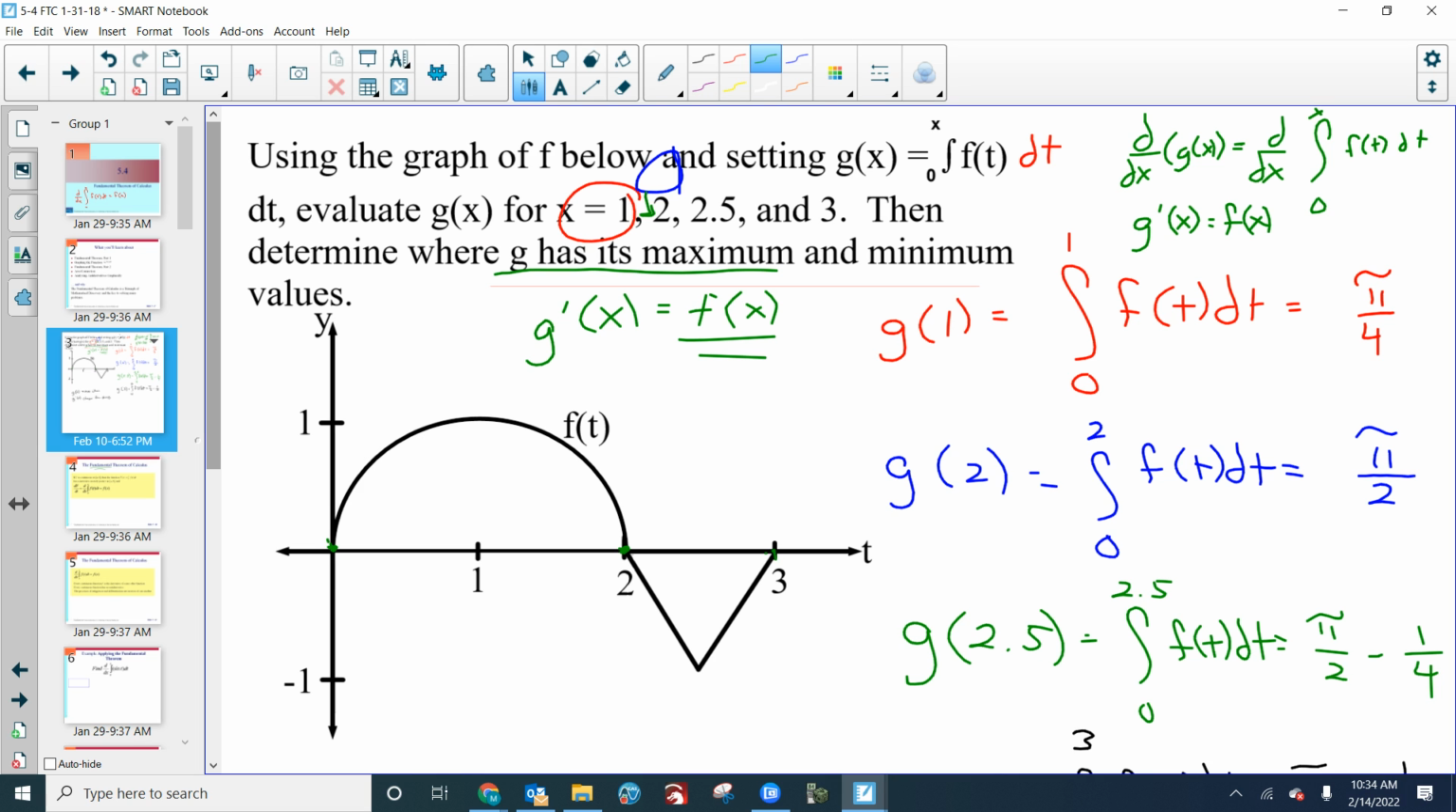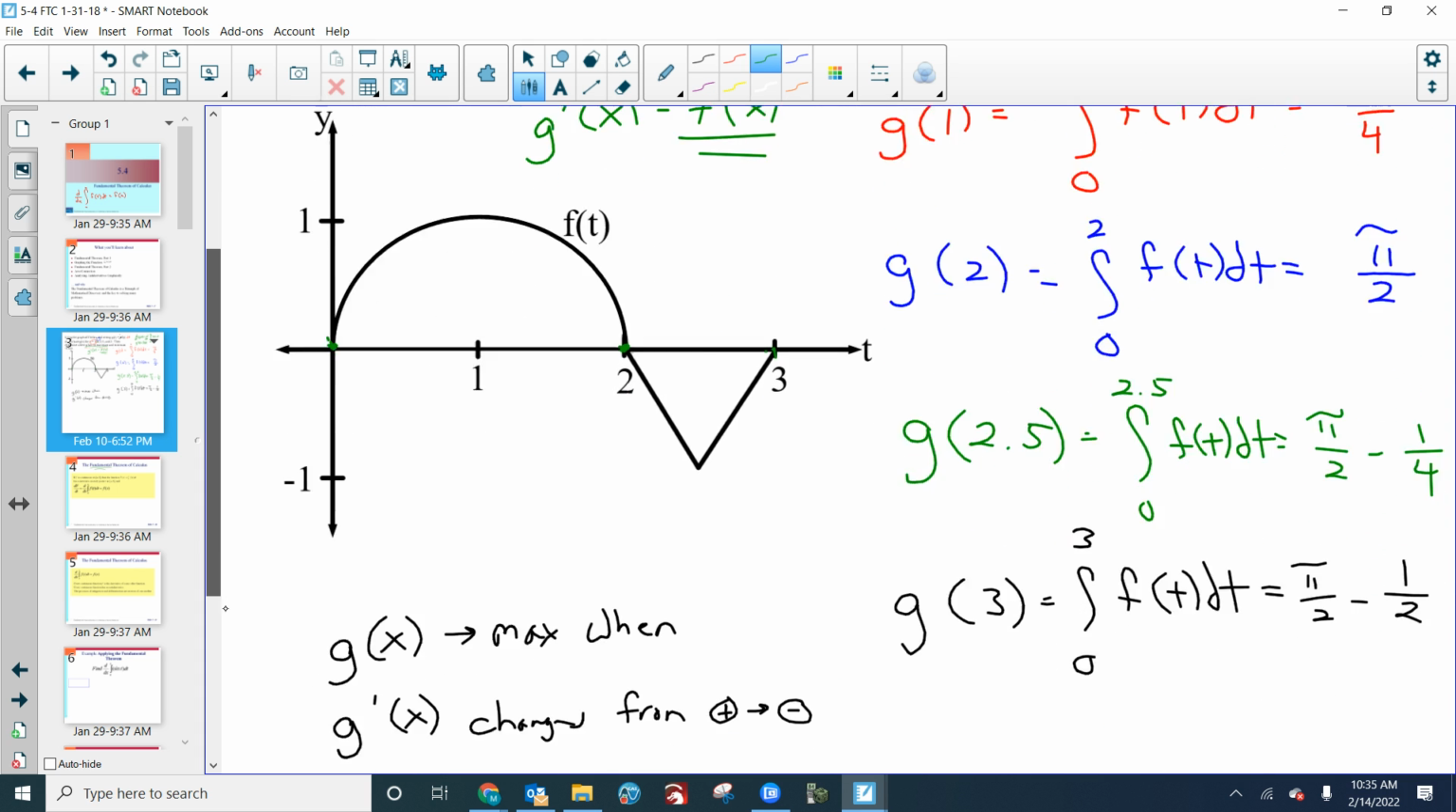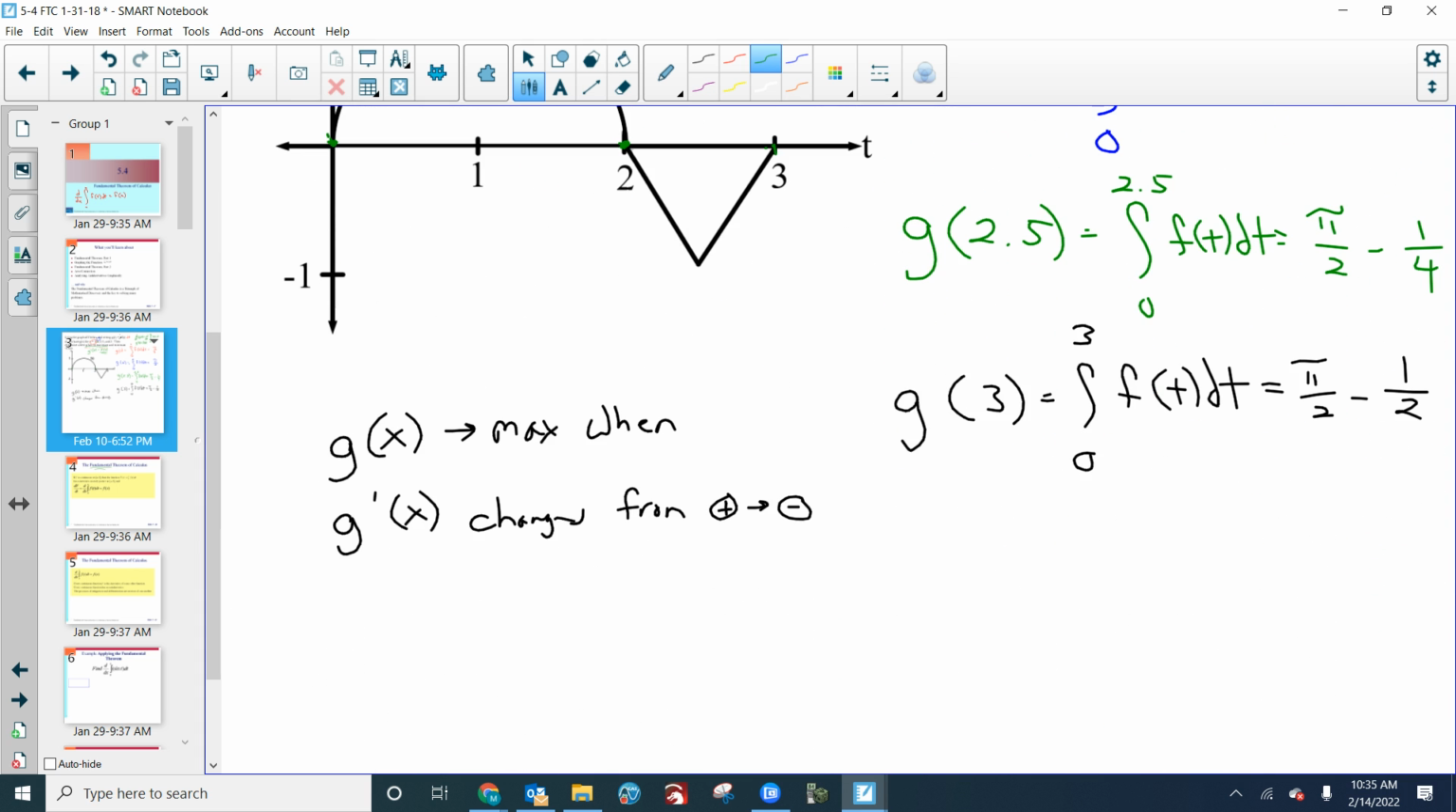Integral from 0 to 0. G of 0 is 0. What's G of 3? We're going to compare them. Pi over 2 minus a half. Well, pi over 2 is like 1.57, right? Half of pi, minus 0.5, it's over 1. Minimum, this one's the lowest. G of 0 is the lowest.